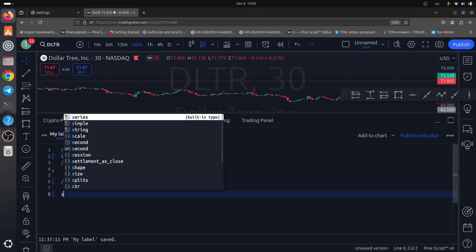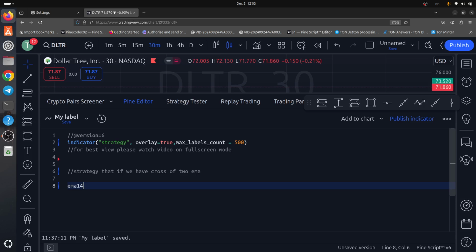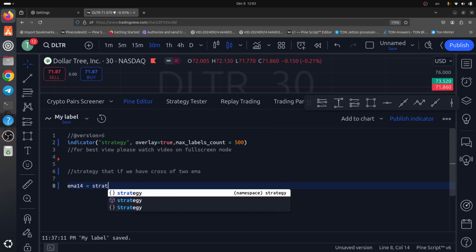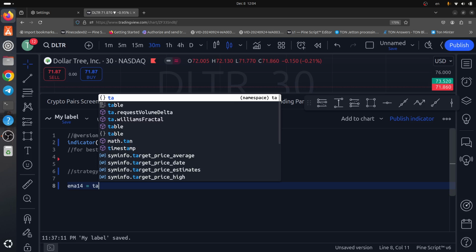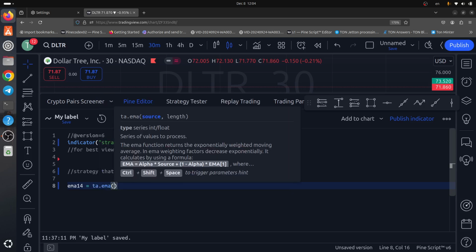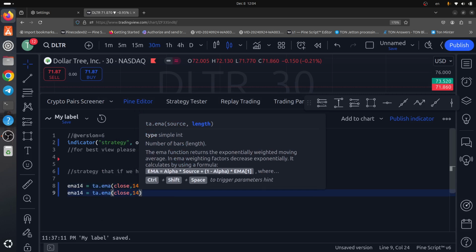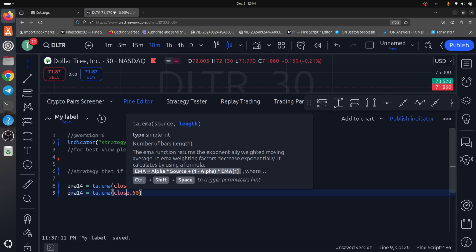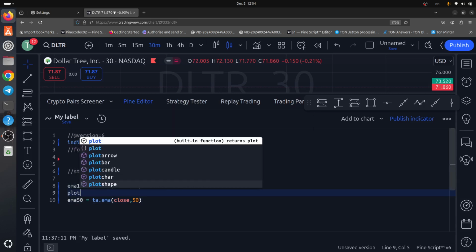Let's define our EMA. EMA 14 equals ta.ema close, 14, for example, and EMA 50, next EMA 50. Okay, and let's plot them.